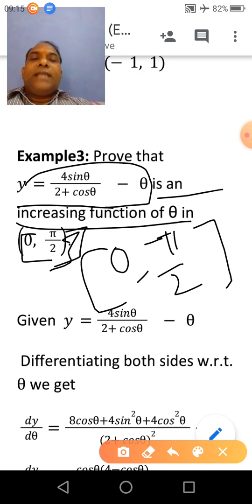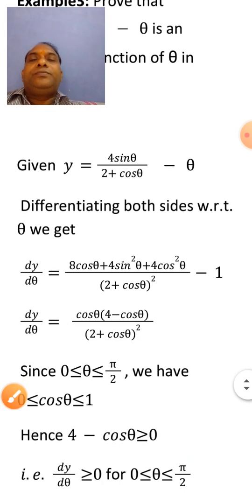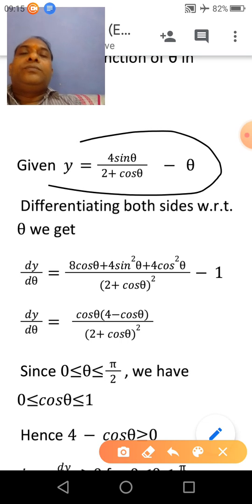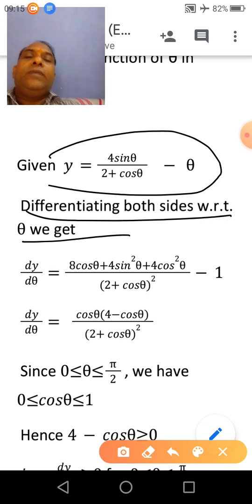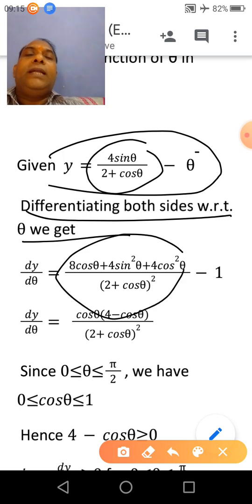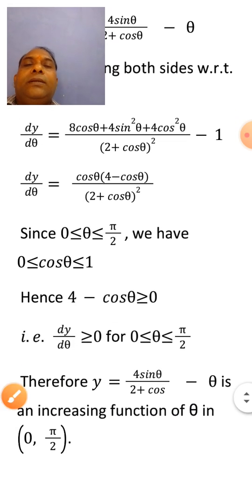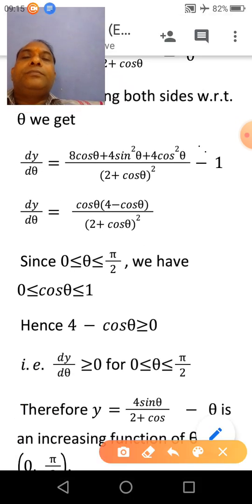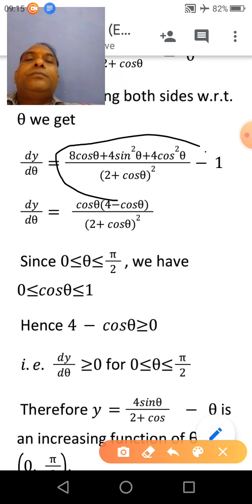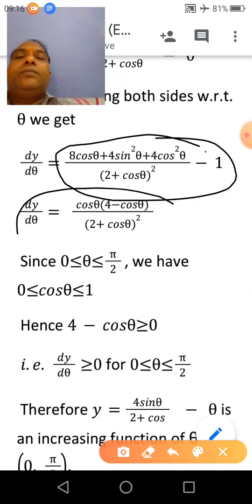Now y is equal to this. Firstly, because we have to prove that the function is increasing, we have to find its derivative. Differentiating with respect to theta, dy by d theta is equal to, here apply the quotient rule, and d by d theta of theta will be 1. Now solve this portion, then you have this one. Solve, then you have this portion. Clear?